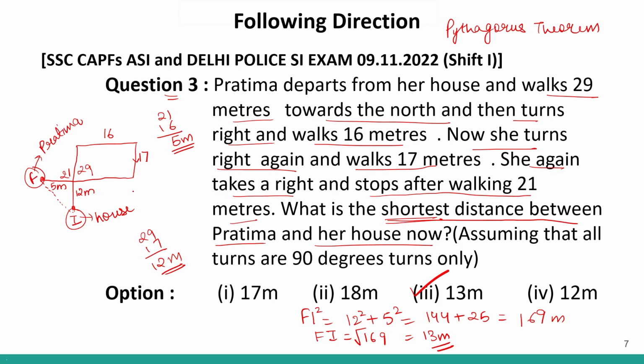So whenever you get the concept of finding, let's say, the aerial distance or the shortest distance or the straight line distance, this all indicates that we have to use the concept of Pythagoras and answer accordingly.